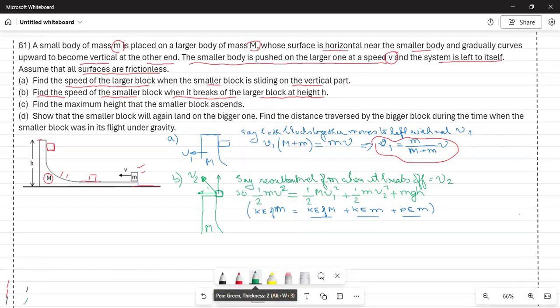So from here we get half m v squared. From this equation, multiplying by 2, m v square is equal to capital M v1 square plus small m v2 square plus 2mgh. So now I can remove all m's.